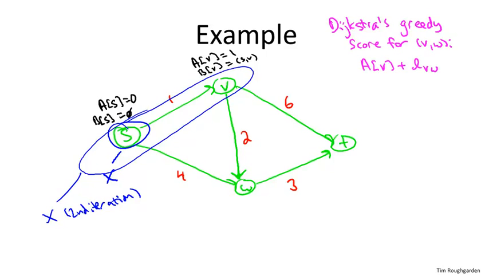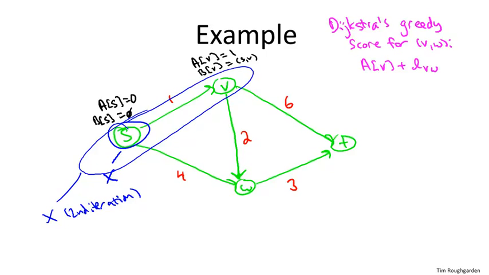With our new set X consisting of S and V, again we want to look at all edges crossing the frontier, edges that have tail in X and head outside X. Now we see there are three such crossing edges: S,W, V,W, and V,T. All of those have the tail in X and the head outside of X. So we need to compute Dijkstra's greedy score for each of those three and then pick the minimum.